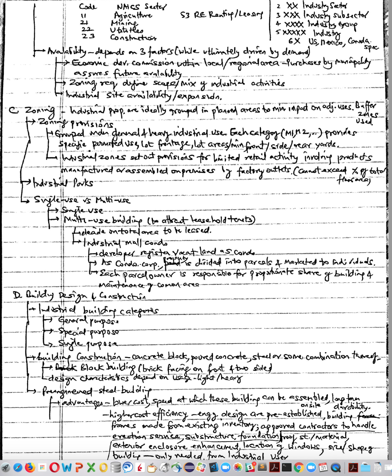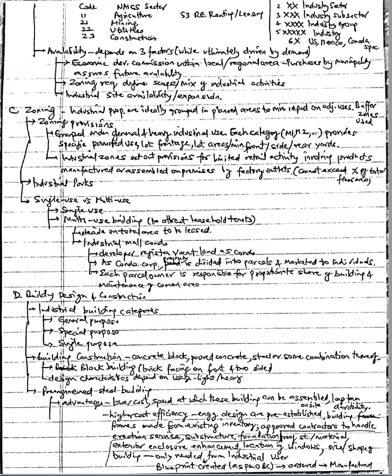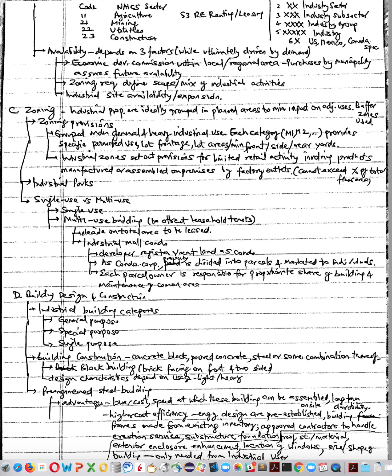Industrial zoning provisions vary somewhat by municipality, but such activity is generally grouped in terms of general and heavy industrial uses. Each category, M1, M2, and M3, and so on, provides specific permitted uses, lot frontage, lot area, and minimum front and side yards. This is no different than in commercial zoning, which has C1, C2, C3, or even residential, which is R1, R2, and R3. So it's very similar to that, with industrial zoning being M1, M2, and M3.